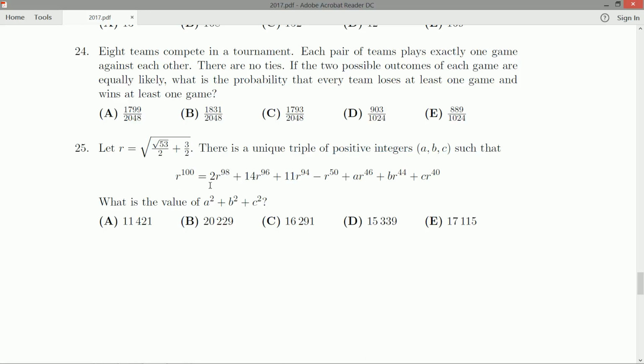r to the 100 is equal to 2r to the 98 plus 14r to the 96 plus 11r to the 94 minus r to the 50. Well, that's a bit of a jump. Plus a r to the 46 plus b r to the 44 plus c r to the 40. Okay, so we know that's true. There's a unique a, b, and c positive integers that satisfy this weird equation in r. What is the value of a squared plus b squared plus c squared?